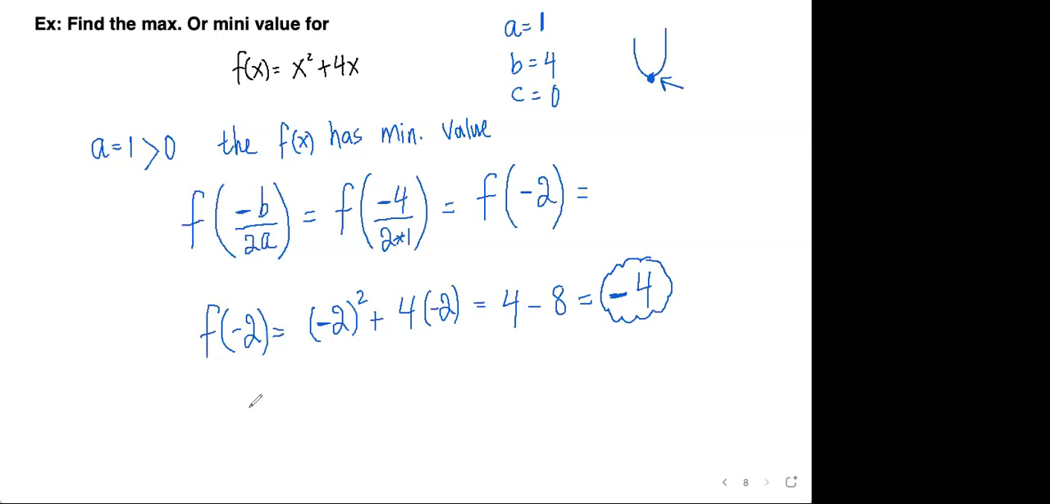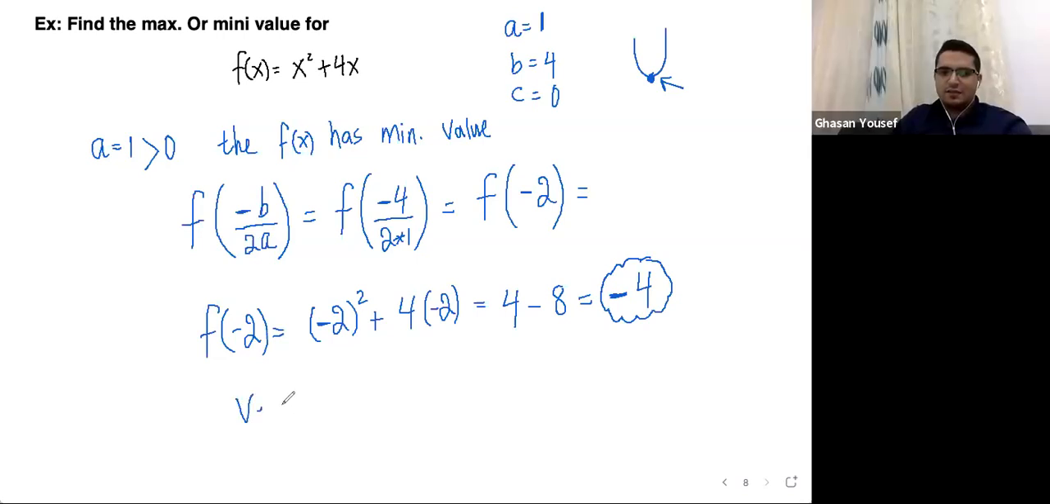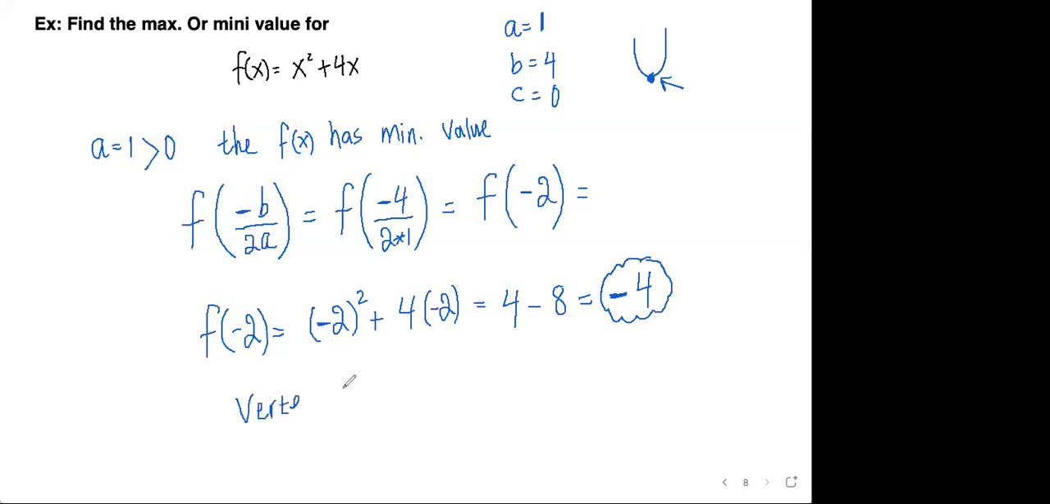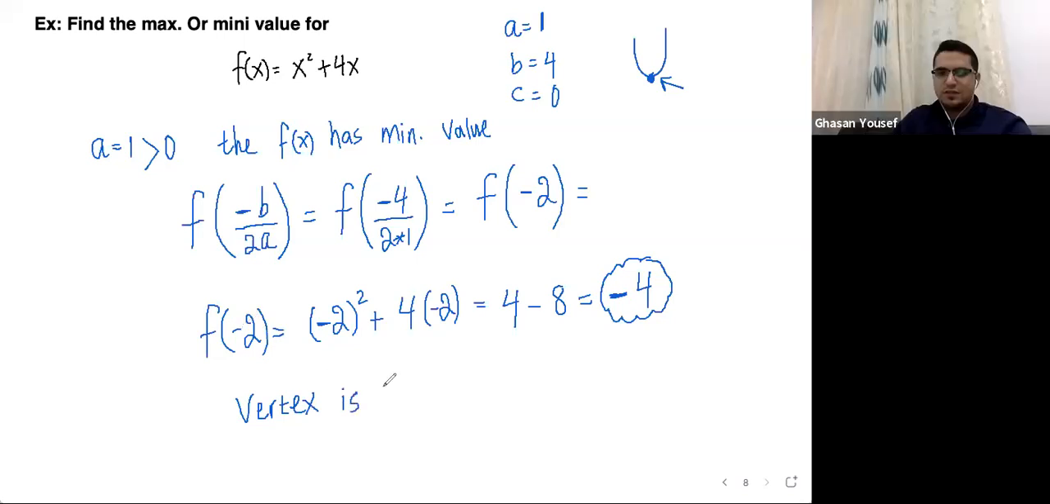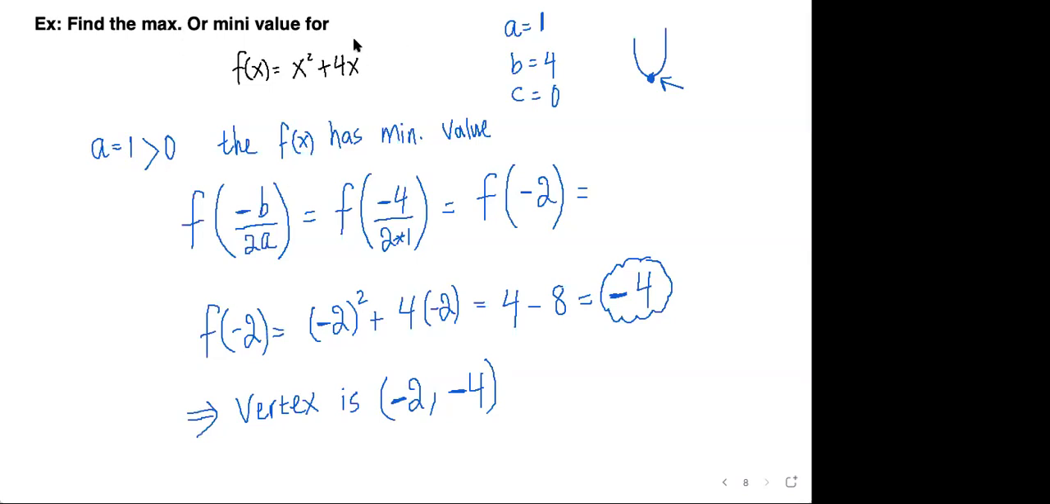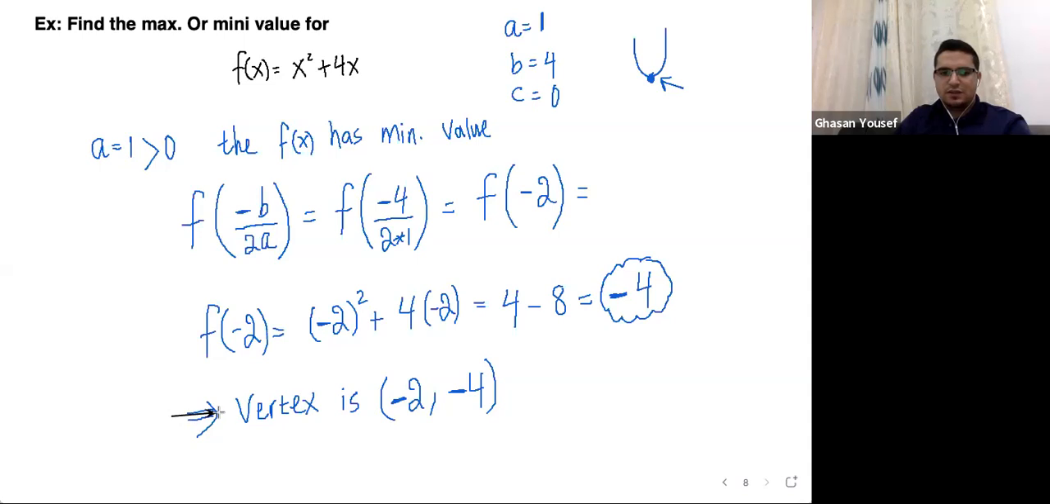Okay. And I can say here the vertex is minus 2, comma, minus 4. This is my vertex. Okay. Any question so far? Anyone has a question for this?